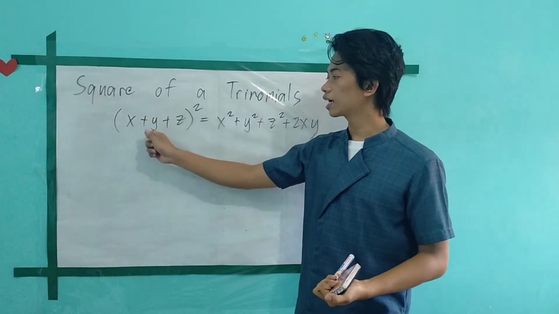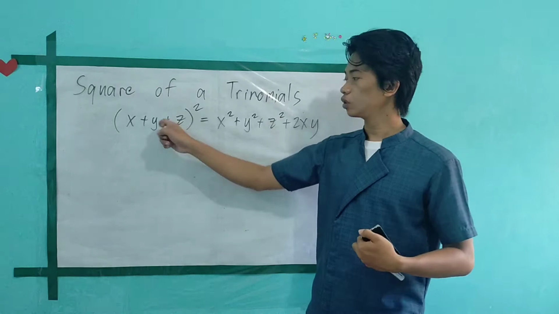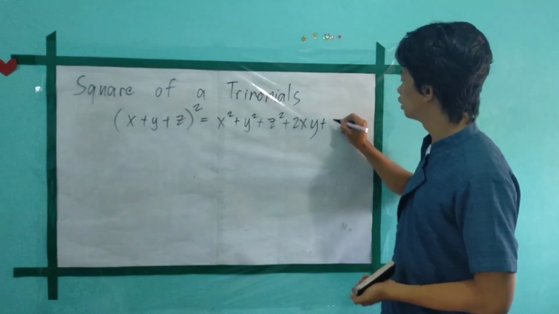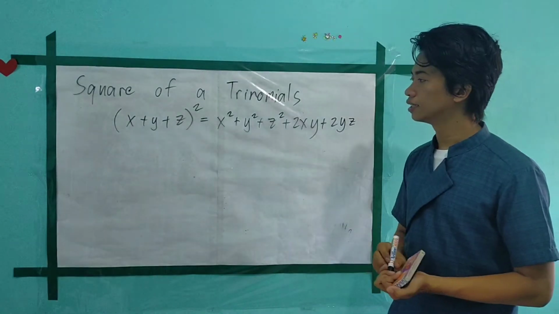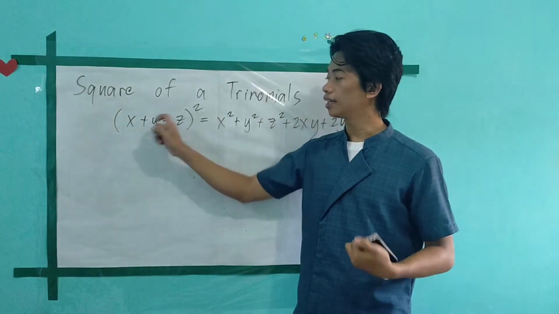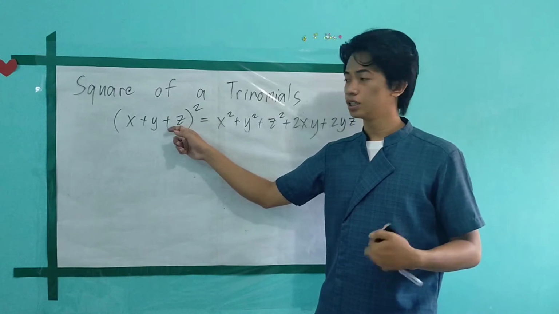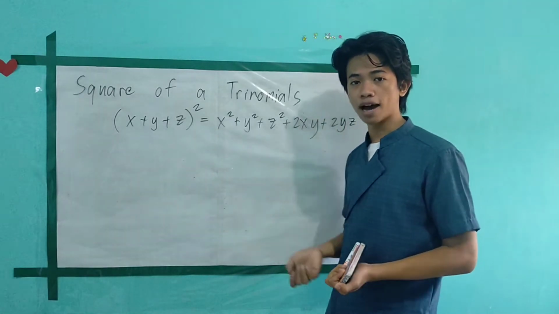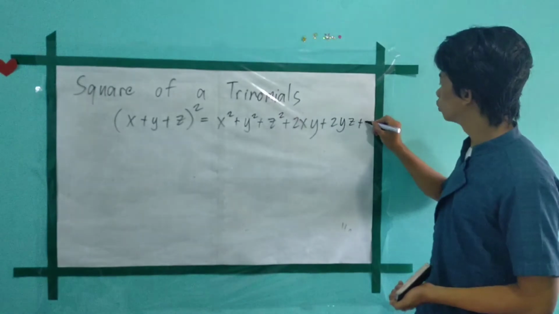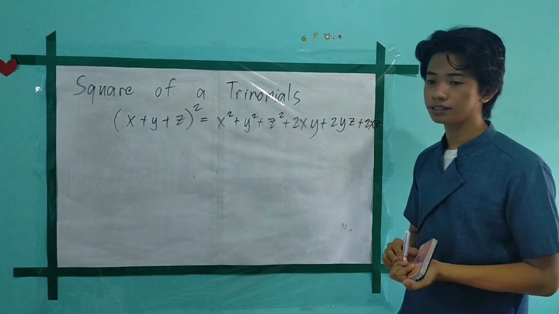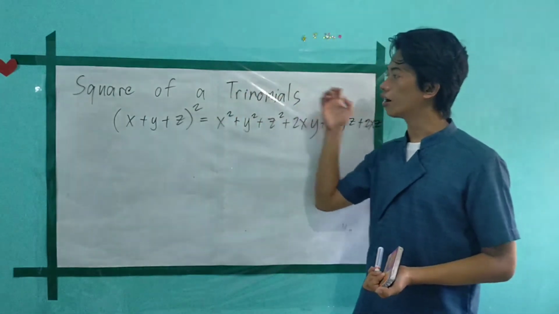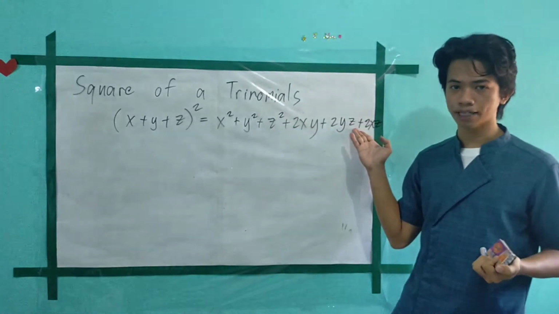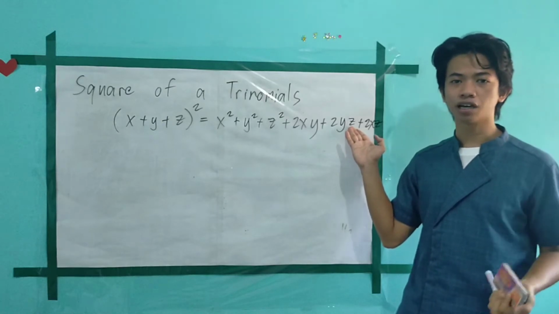Next, multiply the second term and the third term. y multiplied by z, yz. Then multiply by 2, we have 2yz. Then last, multiply the first term and the third term. So x multiplied by z, xz. Then again, let's multiply it by 2. So we have 2xz. So this is the square of a trinomial. This is the technique or the shortcut method, since we are in special products.